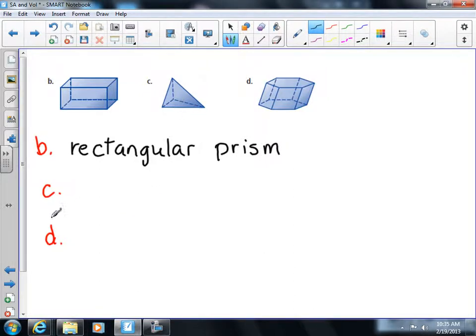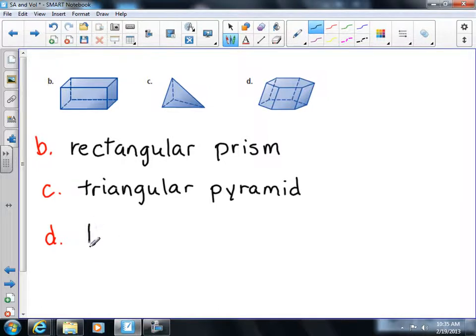Okay, what about C? Very good, a triangular pyramid, because the base is a triangle. And the last one, what about that one? The base is a hexagon, or the bases are hexagons, so it's a hexagonal prism.